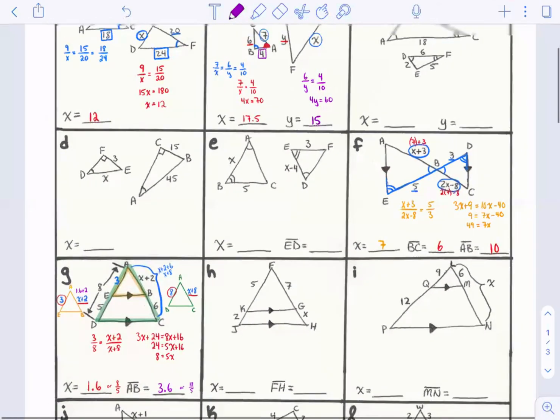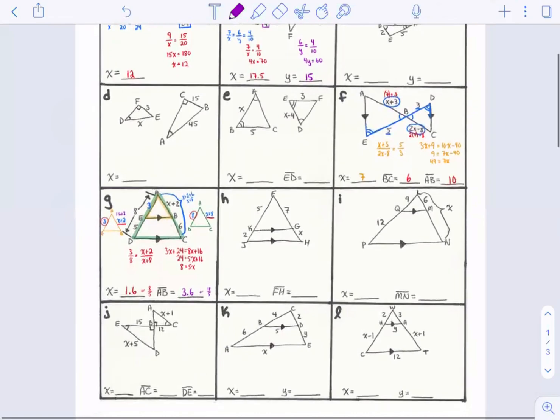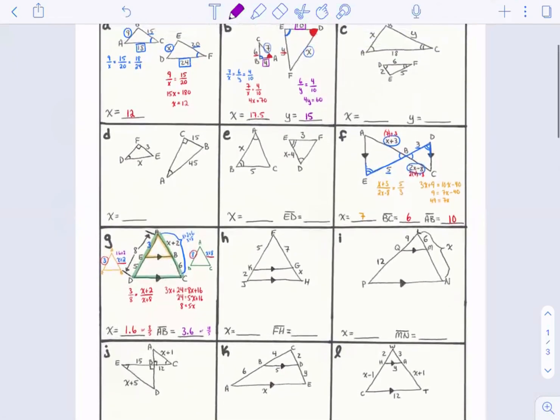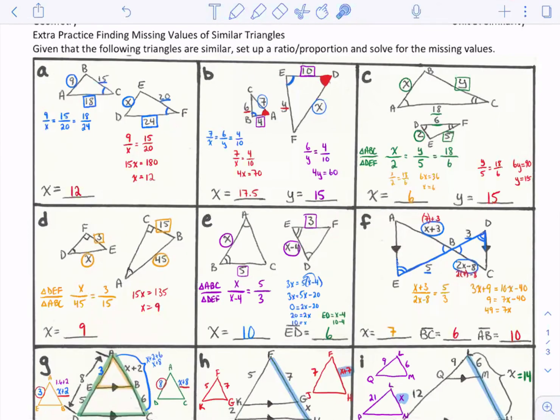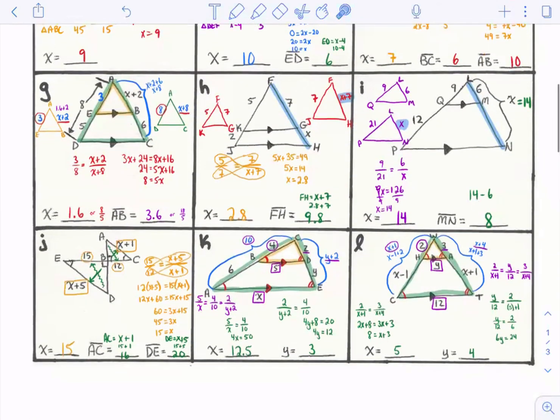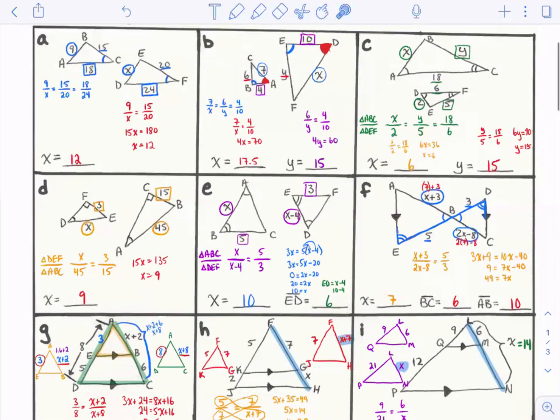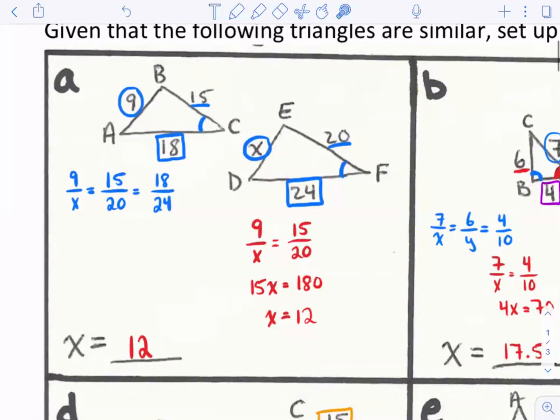So here are the rest of the examples. See if you can complete them. Pause where you need to, and when you come back, I should have all the answers ready for you. So here are the answers. If you would like to pause the video whenever you need to. Letter L was the only time that I actually had to plug back in X before I could solve for Y. So I'm actually going to zoom in so that you can check your answers.